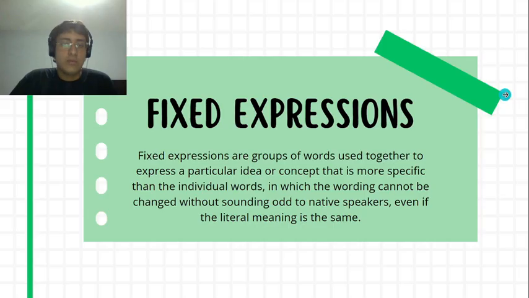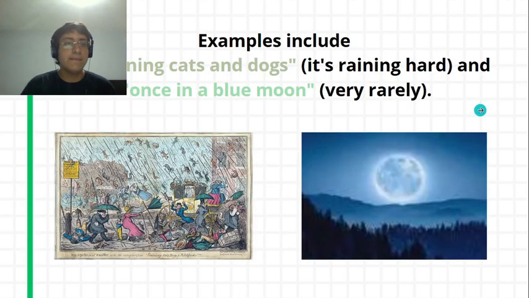Then we have fixed expressions. Fixed expressions are groups of words used together to express a particular idea or concept that is more specific than individual words, in which the wording cannot be changed without sounding odd to native speakers, even if the literal meaning is the same. An example of this is, it is raining cats and dogs. It is raining hard. And once in a blue moon, it's something very rare.